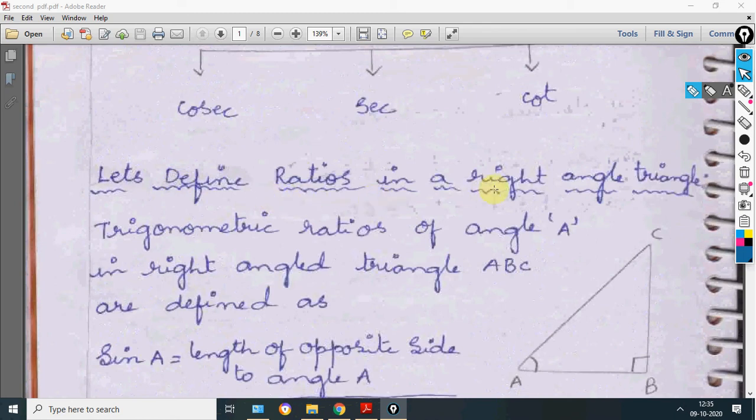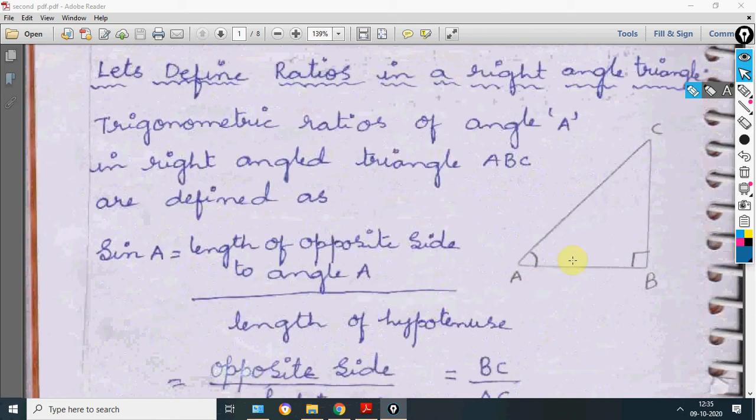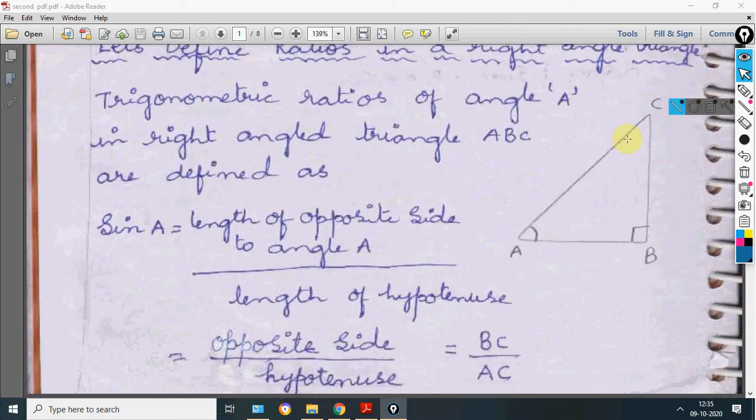Now let's define ratios in a right angle triangle. So now we are defining ratios in a right angle triangle. Here he gave one triangle. First of all, see, this is a right angle triangle. Here a box-like structure is there, what is that? It is 90 degrees. One angle in the triangle is 90 degrees, so it is a right angle triangle.